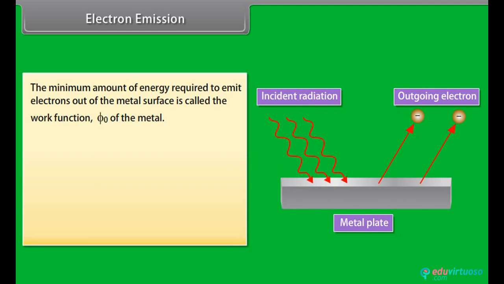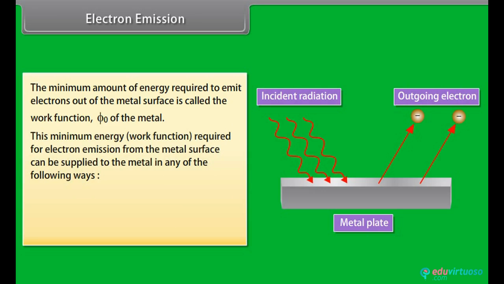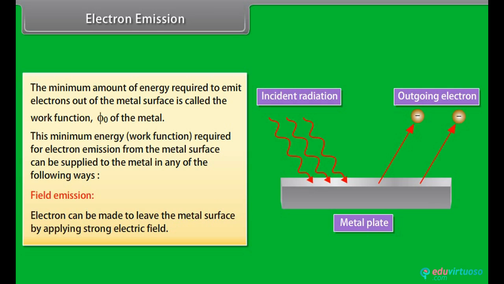The minimum amount of energy required to emit electrons out of the metal surface is called the work function, phi0, of the metal. This minimum energy, the work function, required for electron emission from the metal surface can be supplied to the metal in any of the following ways. Field emission. Electron can be made to leave the metal surface by applying strong electric field.